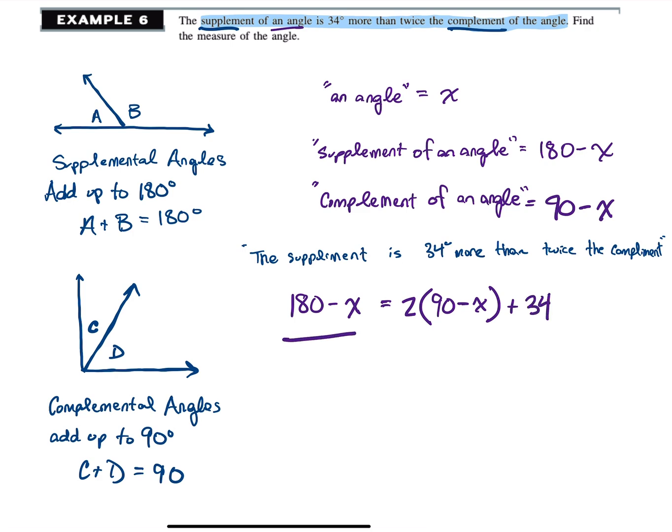So the supplement of an angle is 34 degrees more than twice the complement. So that can be the tricky part, just transcribing into an equation. Now let's just solve for x. So I'll distribute the 2, get rid of the parentheses first. So I'll get 180 minus x. 90 times 2 is 180. 2 times minus x will be minus 2x. And we still have the plus 34.